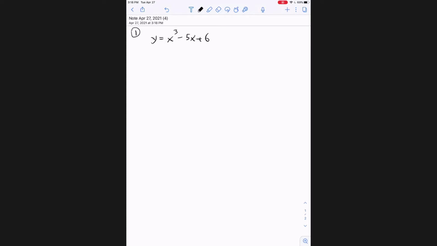It says, determine if the graph of y equals x to the third minus 5x plus 6 is concave up or down at x equals 2. Well, what determines concavity? It's the second derivative. So we're going to take the derivative and then take the derivative again. Here's the first derivative. The second derivative is just 6x. What's the second derivative at x equals 2? Well, 6 times 2, which is 12. It's positive, so therefore it's concave up. So the answer is concave up, and that's all I'm looking for.